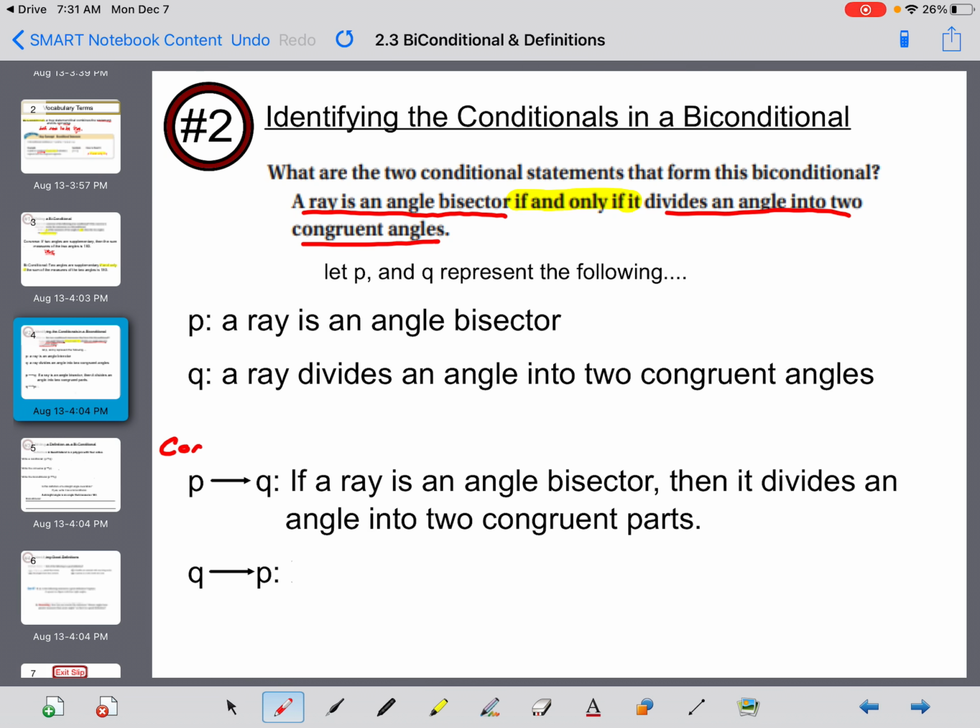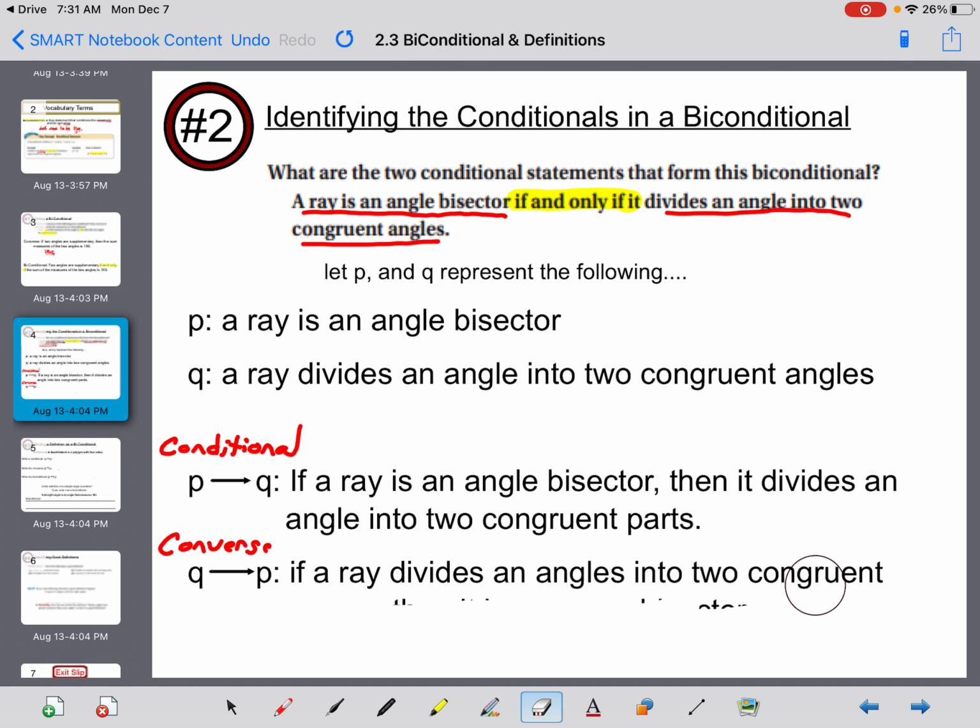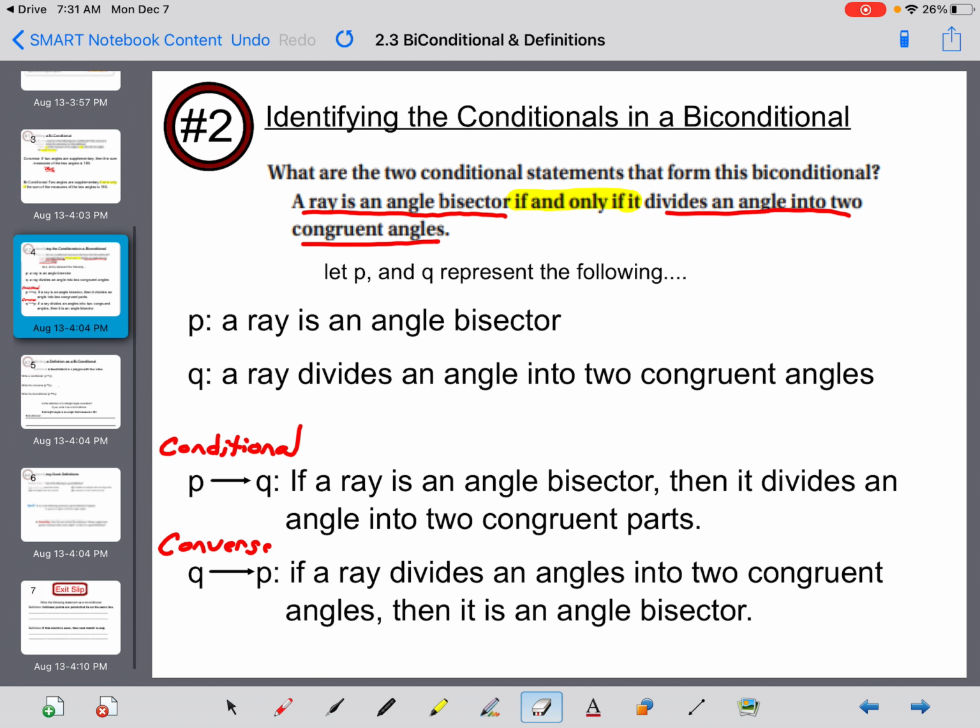Okay, so here's your conditional. Here's your converse. If a ray divides an angle into two congruent angles, then it is an angle bisector. There's your converse. Okay, so we took our biconditional and broke it down into a conditional and a converse.